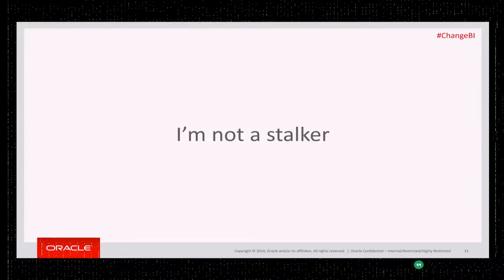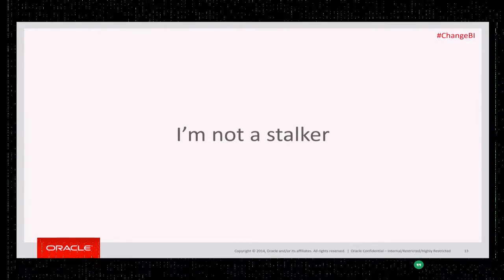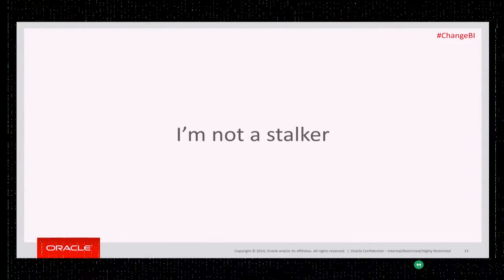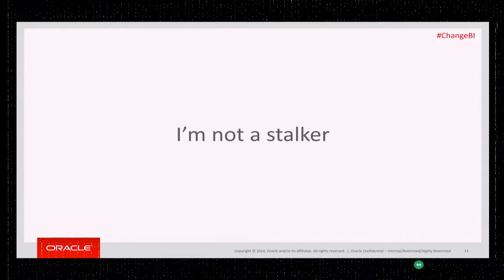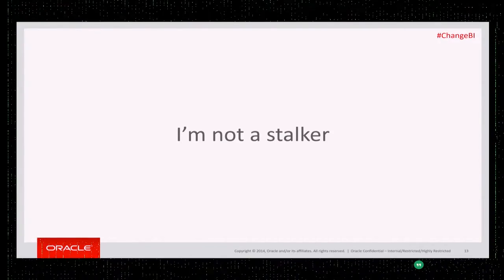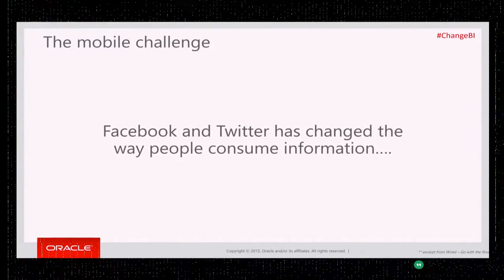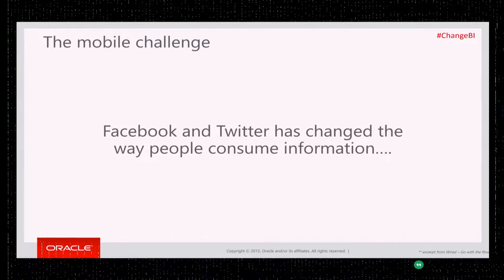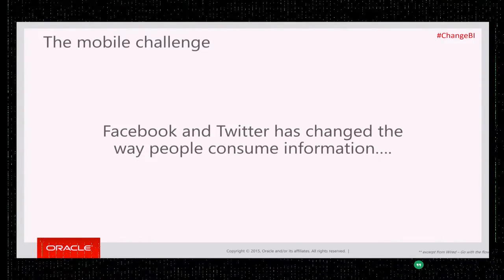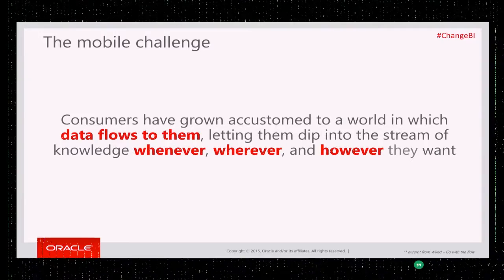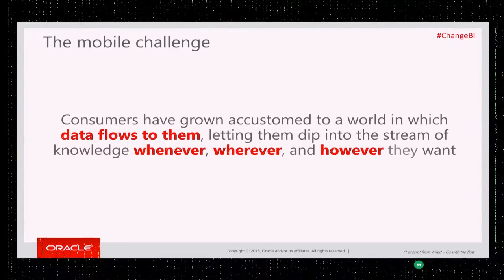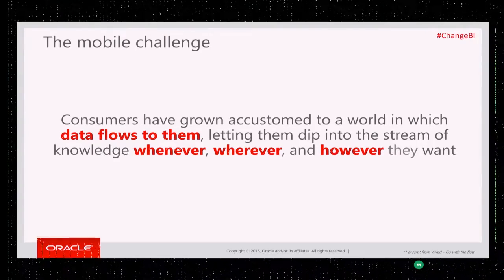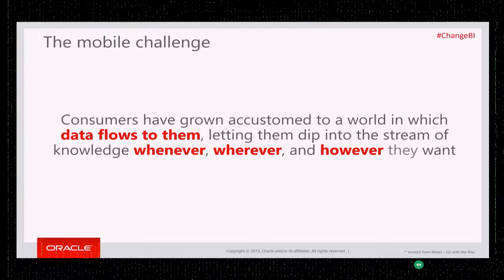And so we thought, let's look at how modern consumer apps are educating and informing people, and how we can steal, pillage, and get inspired by those ideas, and apply that to enterprise analytics. The first thing we noticed is that Facebook and Twitter completely changed how people consume information. People now expect data to just come to them wherever, whenever they want, in whatever format they want, whether they're on their tablet, on their phone, or on their desktop.